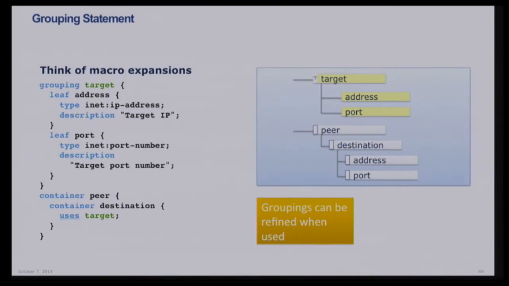Grouping, of course, this ties into the reusability, right? So groupings are kind of like include statements. They're used for lumping together data sets in a named fashion so you can use them later. So in this case, address port pairs, of course, is an obvious thing for a grouping. And we can see on the lower left side how the container peer has a container destination that uses target. And of course, target is the name of the grouping on top.